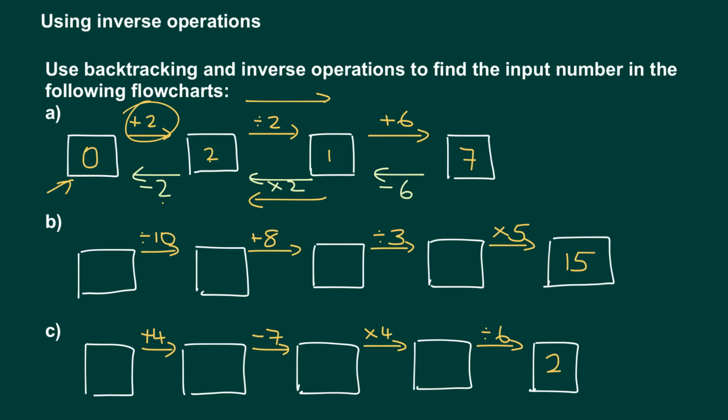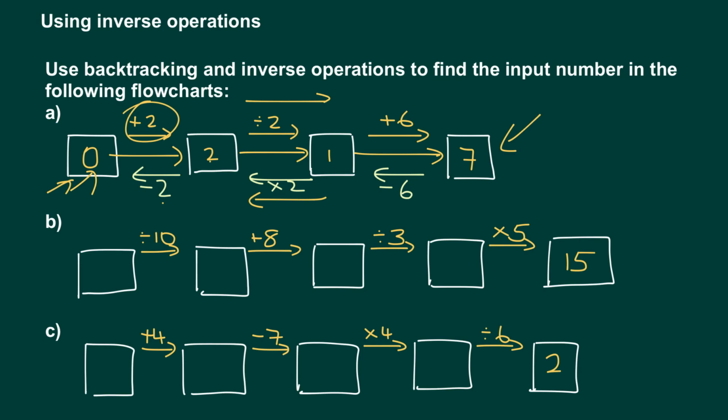And guys, again, good thing about linear equations is we can always check our answers. So why don't we work our way through the flowchart to the right hand side and see if we end up with the answer of 7. So we're starting with 0, plus 2 gives us 2, divided by 2 gives us 1, plus 6 gives us 7. So we know that the input answer that we got of 0 is correct.